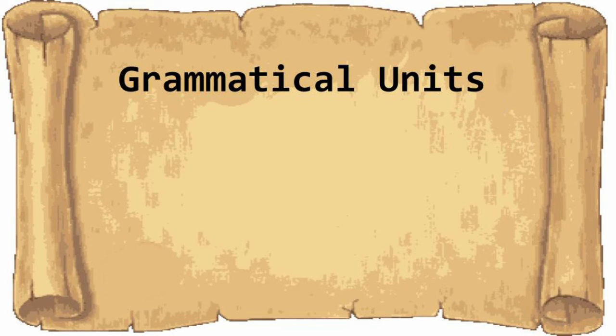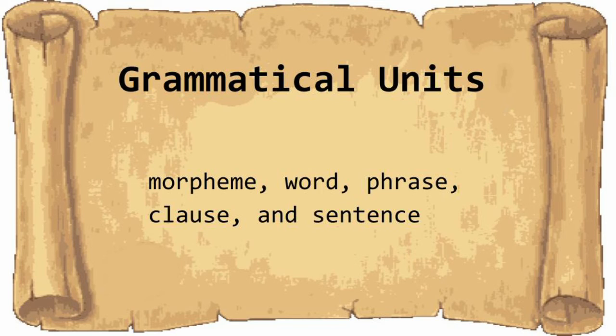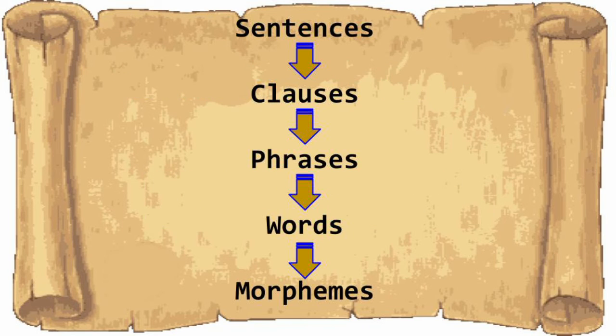Now, let's turn our attention to 5 fundamental units of grammatical structure. These are the morpheme, word, phrase, clause, and sentence. These constitute what is called the grammatical hierarchy, which can be represented systematically as sentences on top, which consist of one or more clauses. These consist of one or more phrases, which in turn consist of one or more words, which are made up of one or more morphemes.